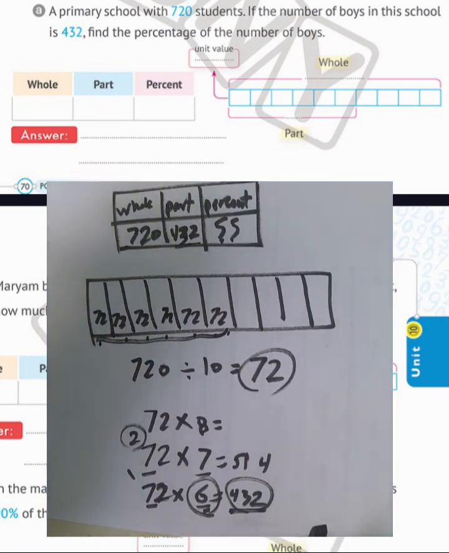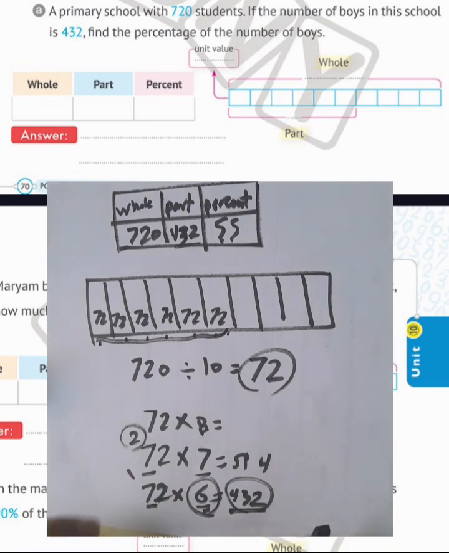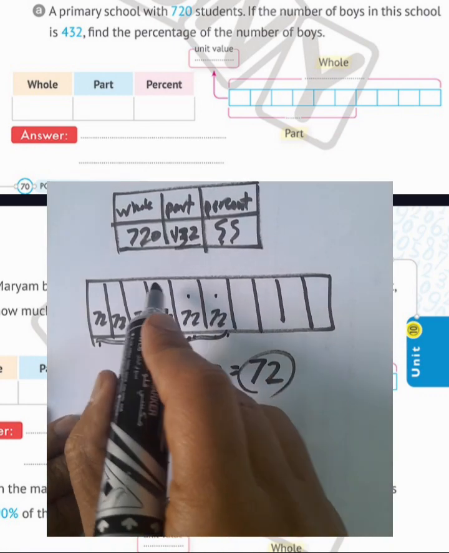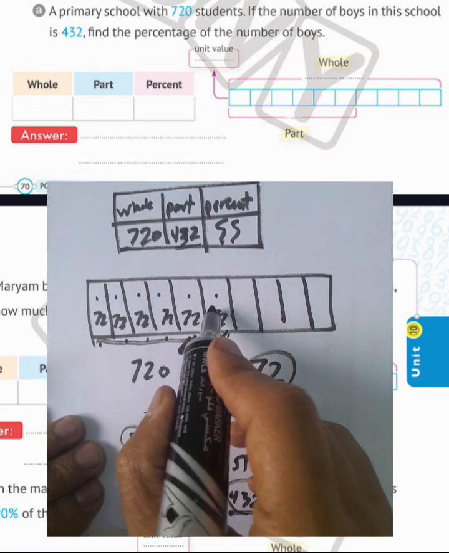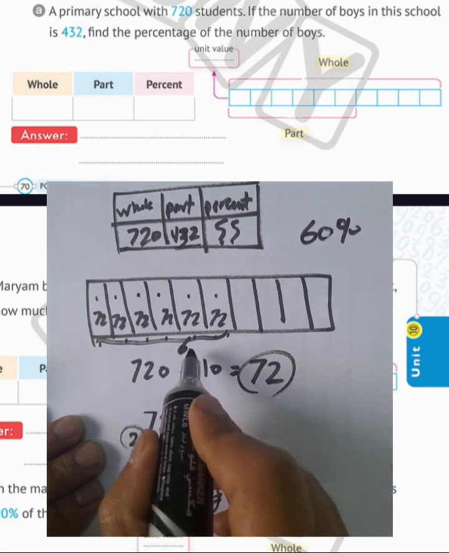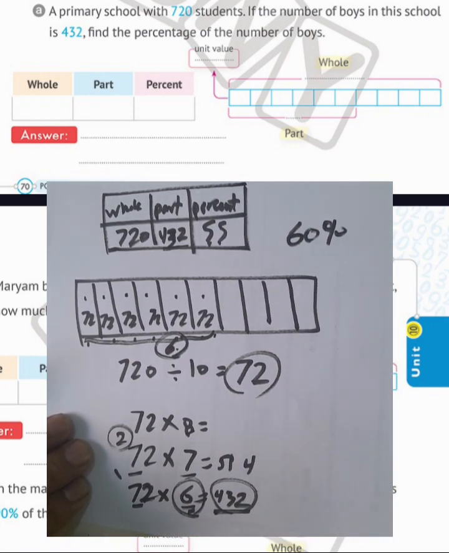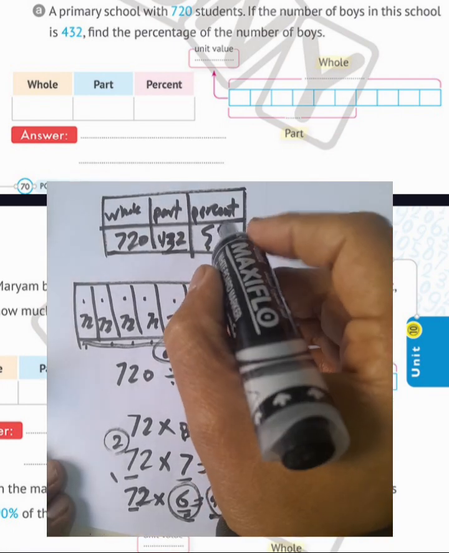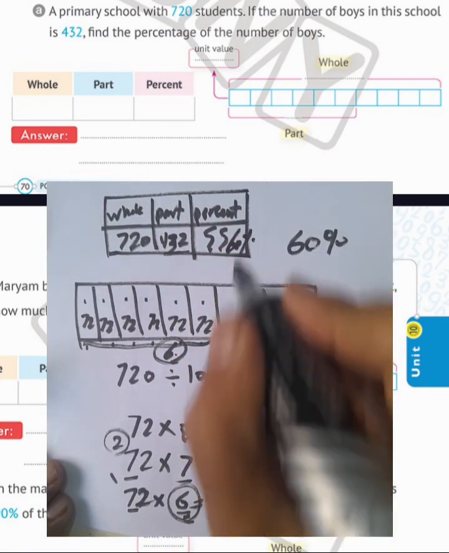We have 72 times what? In each one contains of 6. Okay, we have 6 parts, 1, 2, 3, 4, 5, 6, and the value of each one will be 10. Then the percentage here, it will be 60%. Write 6 product by 10, the result will be 60%. Okay, then we can write here 60%, and this is the steps.